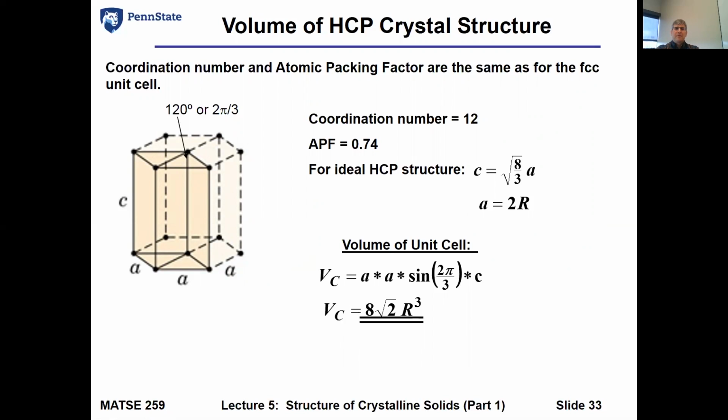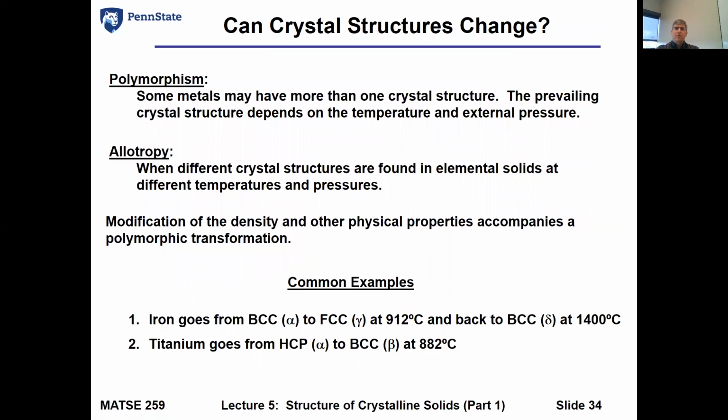Now, we've sort of rigorously defined crystal structures for individual elements. Not all elements are really happy with remaining the same crystal structure from liquid to solid.